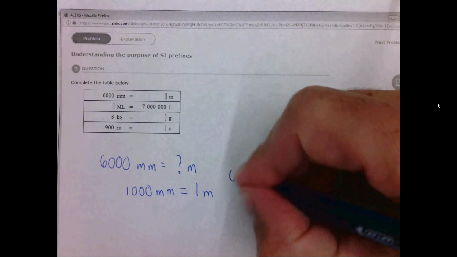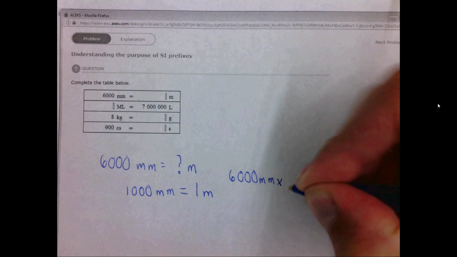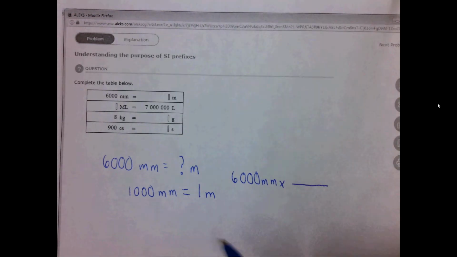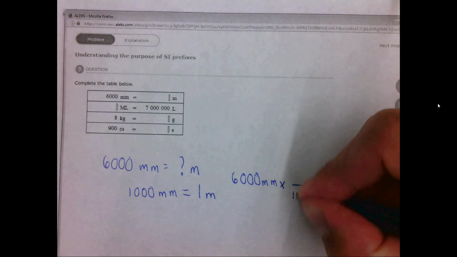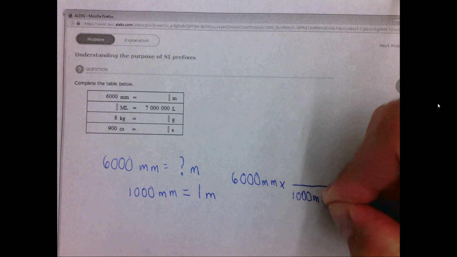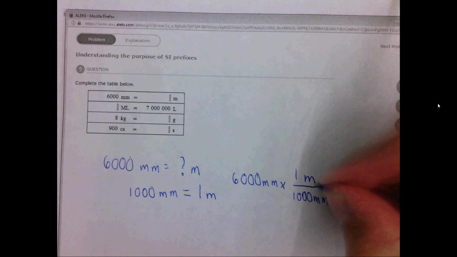So here, starting with 6,000 millimeters times, we're going to put this equality in fraction form. Said another way, we're going to put one of these values in the numerator on top and one of these values in the denominator on the bottom. How do we decide which to put where? Well, we want millimeters to cancel out. So in order to get millimeters to cancel out, we need to put the 1,000 millimeters on the bottom. And then on top, we have to put the other one, 1 meter.